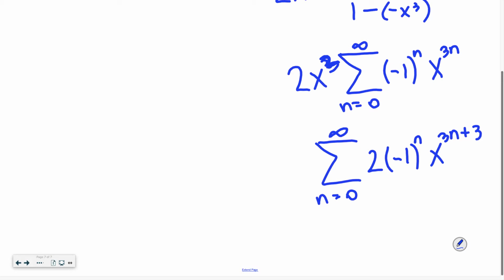We would still have the negative 1 to the n. I have another simplification you could do. You could make it x to the 3 times n plus 1, like in the power. Yeah, you could do that. But that's not going to really do us a lot of good. It looks less cubed.